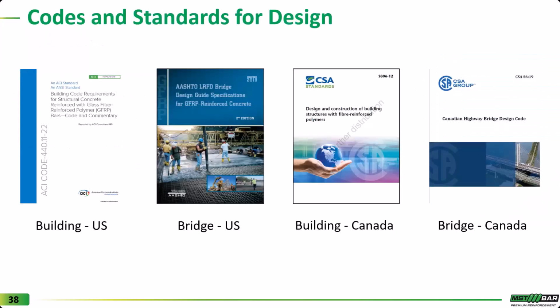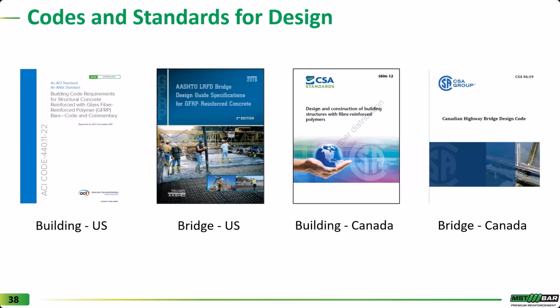So in terms of available codes and standards for design of GFRP reinforced concrete, in the US there is ACI code. It's called ACI code 440.11-22. This is a building code requirement for structural concrete reinforced with GFRP. ACI 440.11 is what's called a sister code to ACI 318, which means that the chapter numbering, section numbering, and code language is very similar to ACI 318.